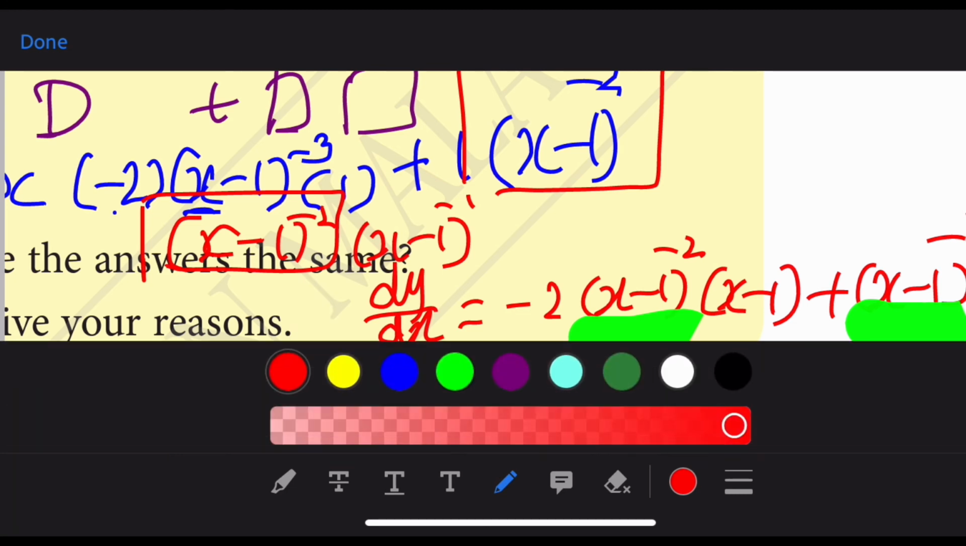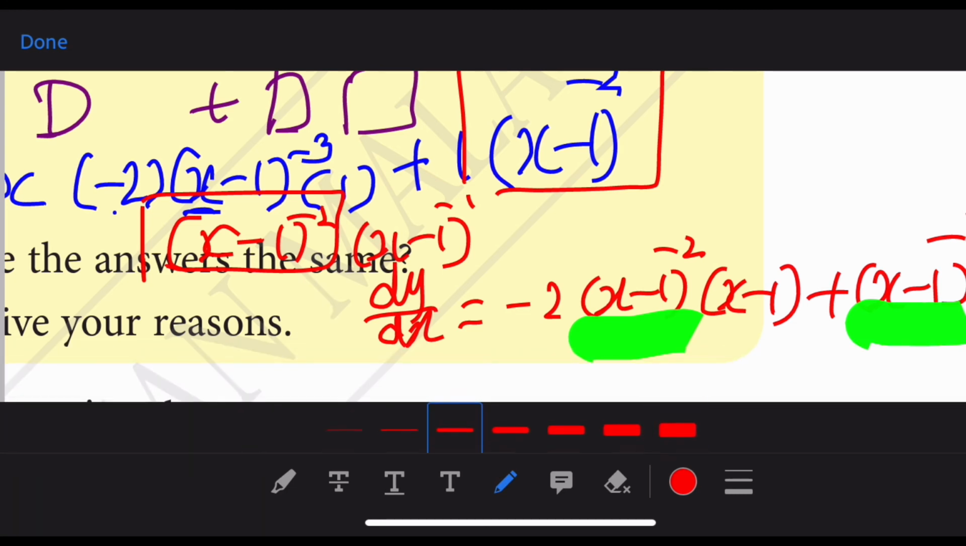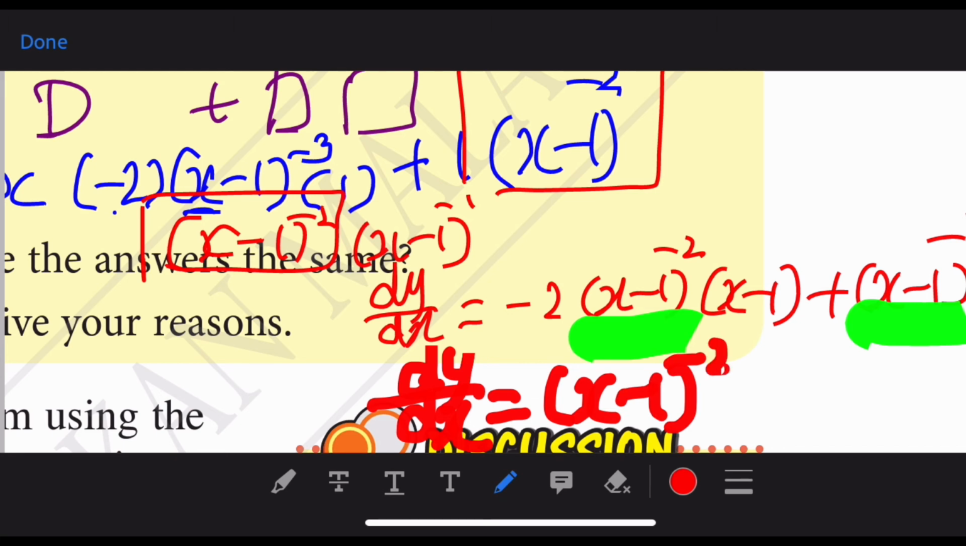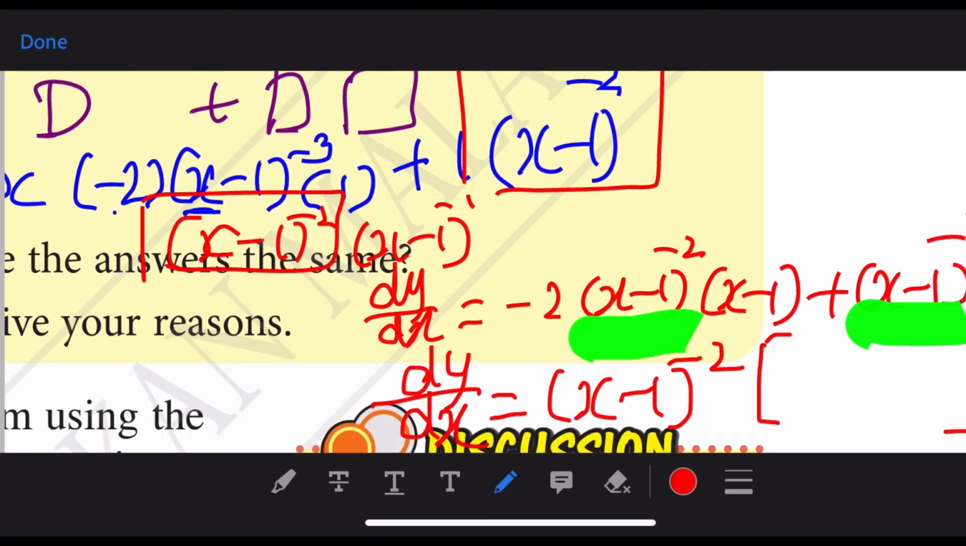Now I'm going to show you how I factorize dy dx. I'm going to take out x minus 1 to the power negative 2. Then the balance will be put inside the bracket. What is the balance? The balance is negative 2 x minus 1 plus 1. This thing is 1. How to get 1? You just take this one dy, this one dy, and you get 1.